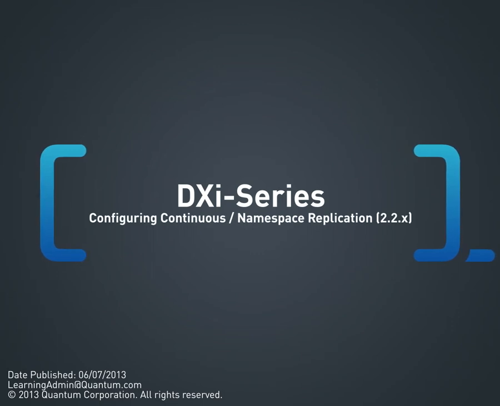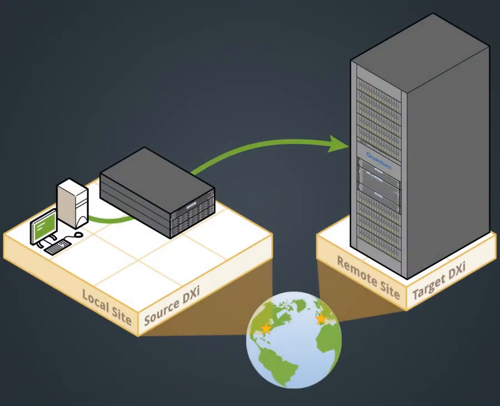This video is part of a series of videos on DXi replication. In this video, I'm going to demonstrate how to configure continuous namespace replication on a VTL partition. The process is the same for a NAS share, but this demonstration will focus on a VTL partition.